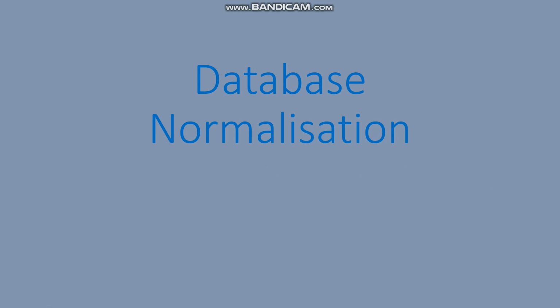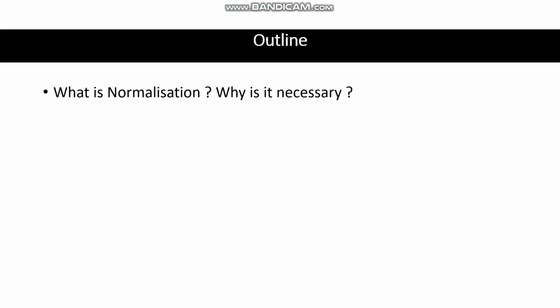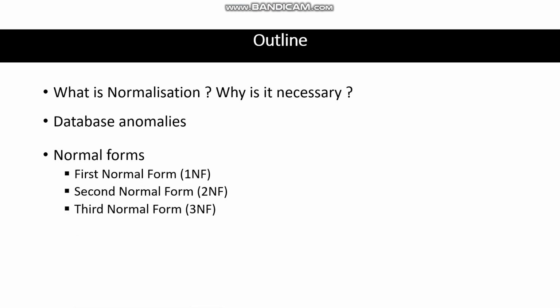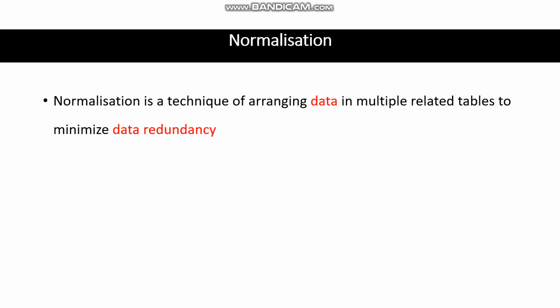Today we are going to talk about database normalization. This is a brief outline of my today's talk. So I'm going to highlight what is normalization, why is it necessary, and different database anomalies that may occur if there is no normalization. I'm also going to highlight the normal forms. So the first normal form termed as 1NF, the second normal form termed as 2NF, and the third normal form termed as 3NF. So we start with what is normalization.